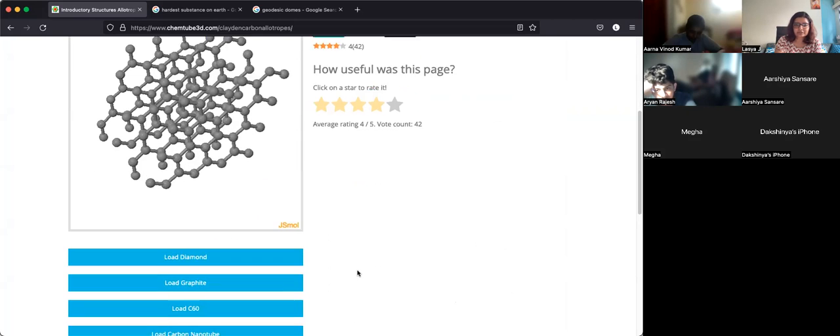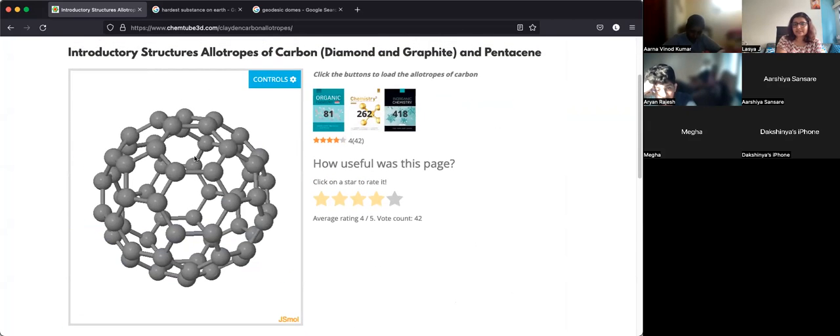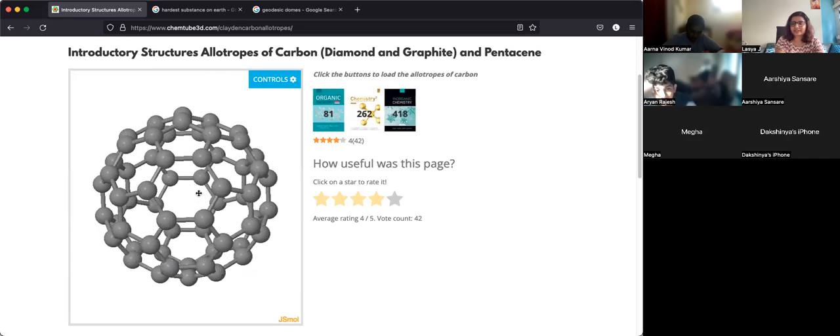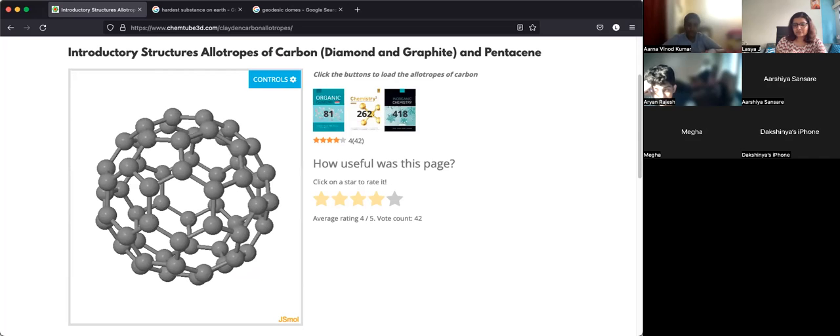We have graphite. Yeah. So this is the structure of Buckminster fullerene. Based on what it looks like, they're also called buckyballs. It looks like a football. And C60, yeah, that's exactly why it's called buckyballs. In fact, it's not just the shape that looks like a football, the structure itself is like a football.